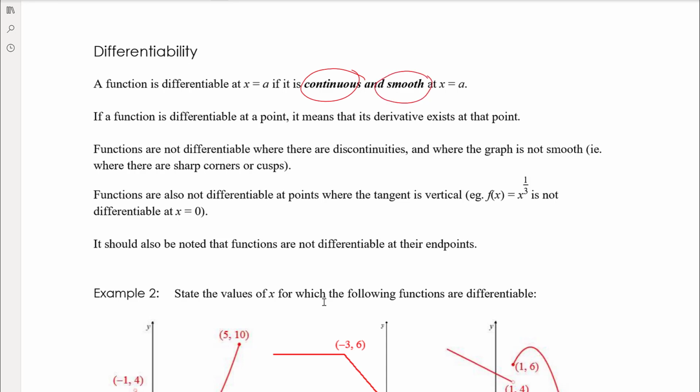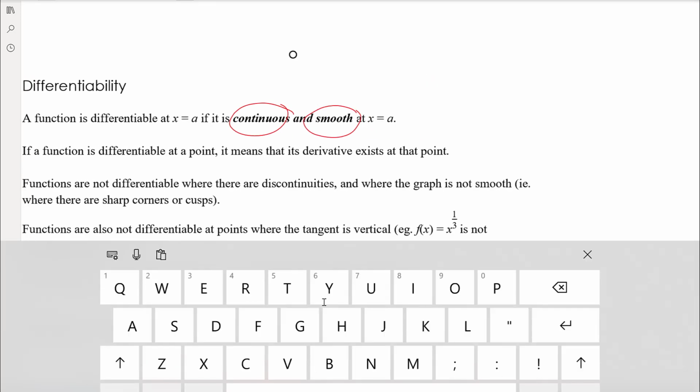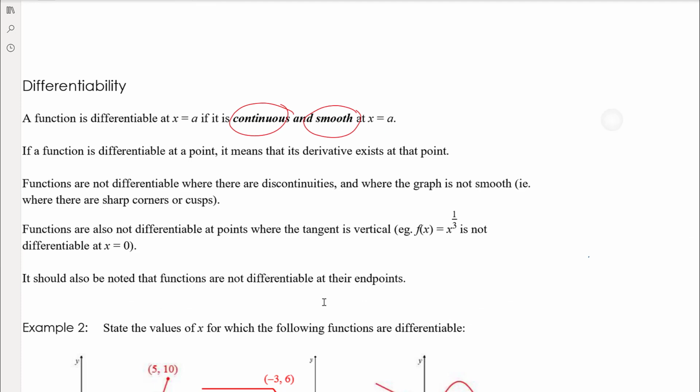So in terms of the continuity things that we've looked at, if we have holes in graphs, we would have discontinuity, therefore the graph wouldn't be differentiable at that point as well. If we have asymptotes, we have issues with continuity, therefore the graph wouldn't be differentiable at the asymptote. If the graph doesn't even exist at that point, you can't possibly think about gradient.